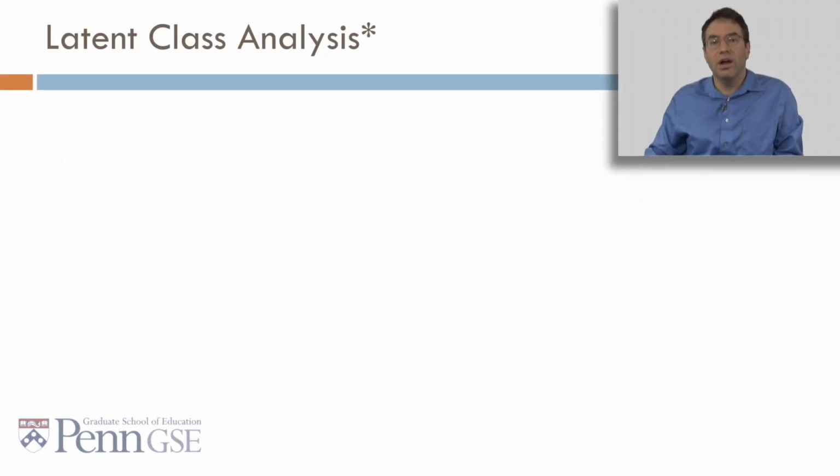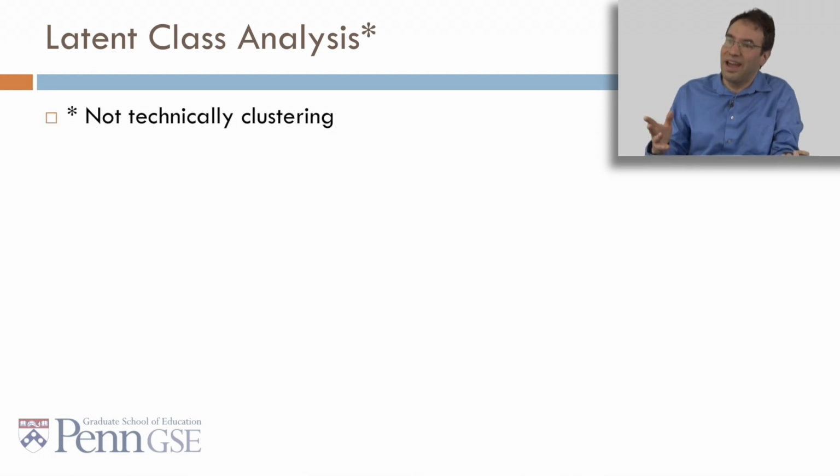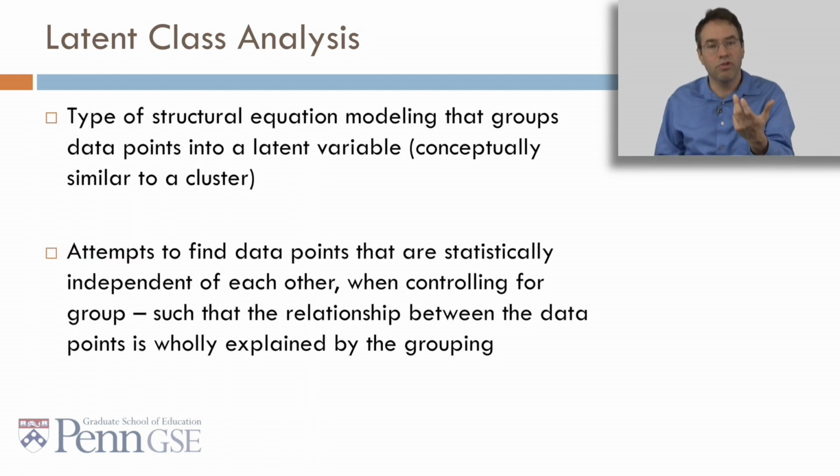So finally today, we'll talk about latent class analysis, which is technically not actually clustering, but I wanted to talk about it in the class, and it's very close to clustering. In latent class analysis, you're doing a type of structural equation modeling that groups data points into a latent variable, which is conceptually really similar to a cluster. It attempts to find data points that are statistically independent of each other when controlling for the group, which is to say that the relationship between the data points in a group is wholly explained by their grouping. And that's in a statistical dependence sense.